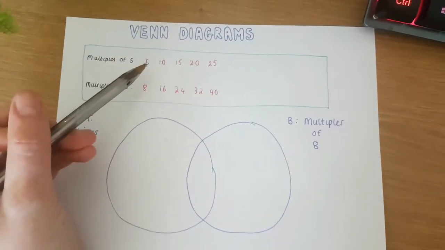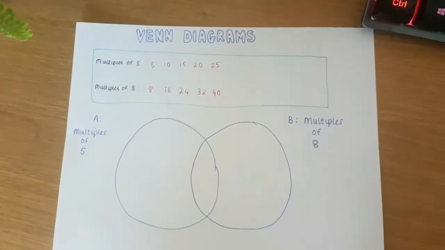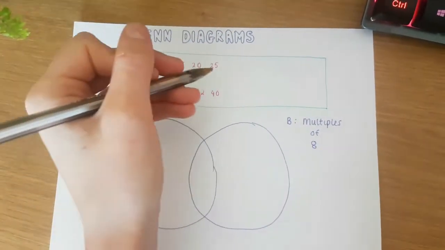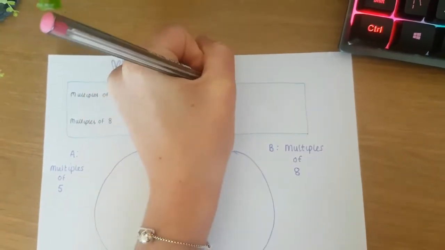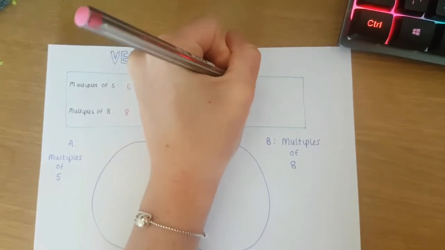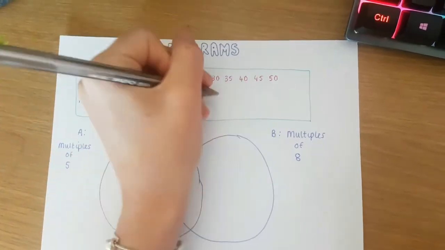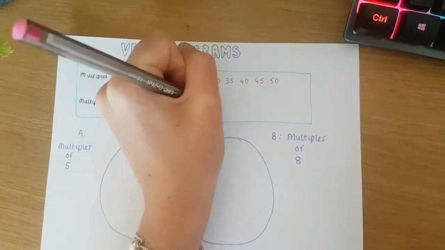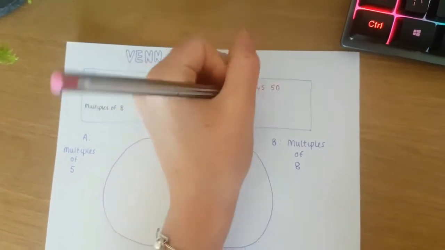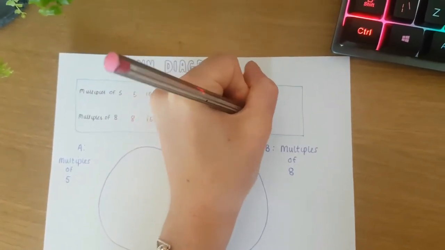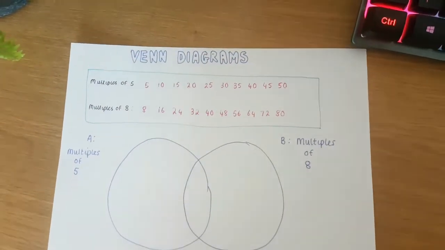Now I've already done the first 5 multiples of 5 and the first 5 multiples of 8. I'm going to continue this on to do 10 multiples of 5. So I've already got up to 25, so I'm going to have 30, 35, 40, 45 and 50. Those are the first 10 multiples of 5. First 10 multiples of 8, I'm going to have 48, then 56, 64, 72 and 80.